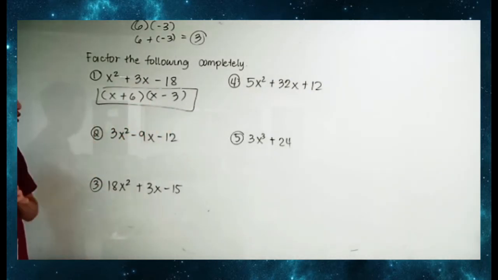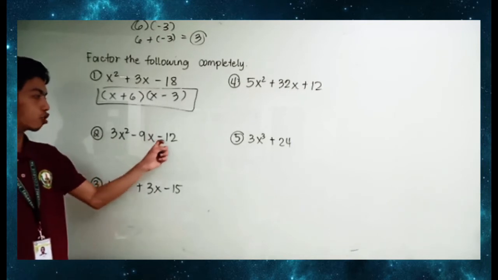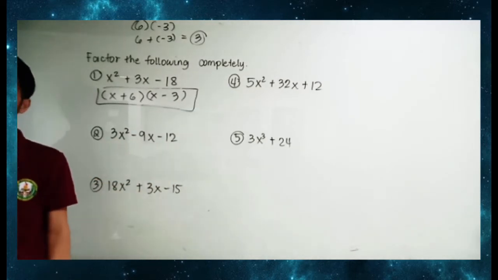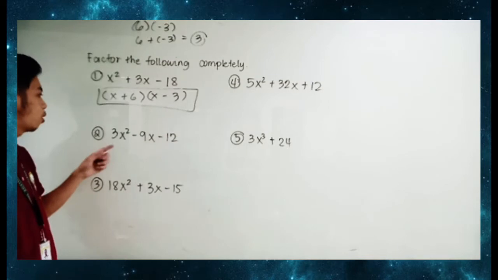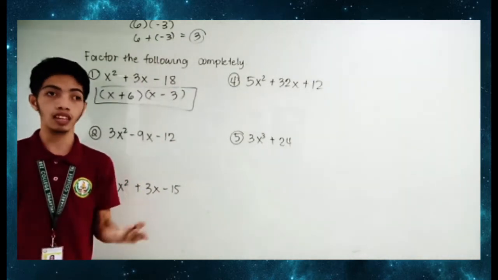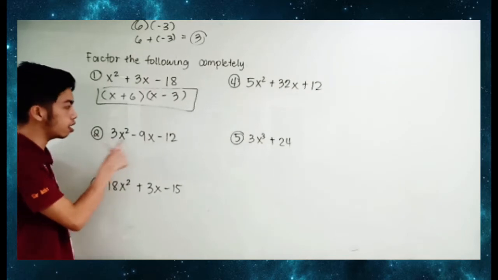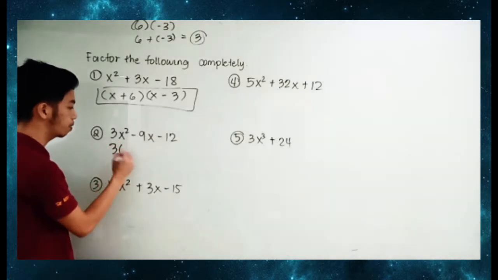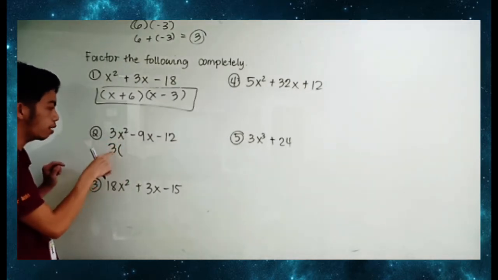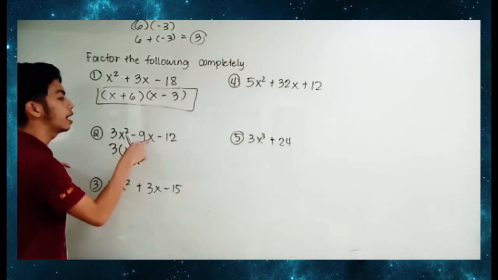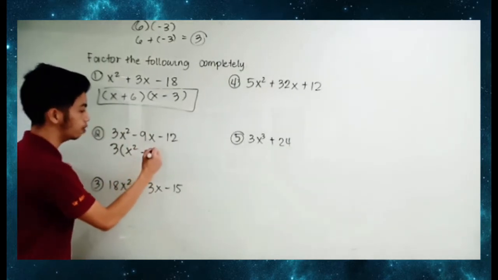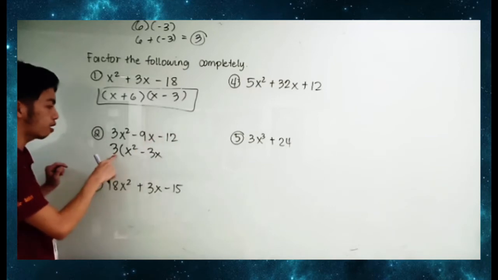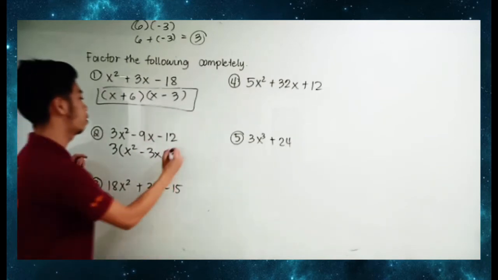Okay, now, number 2, we have 3x squared minus 9x minus 12. So in this case, the numerical coefficients have the common factor. So ano ba yung common factor ng 3, 9, at 12? So diba 3? So because 3 is divisible by 3, 9 is divisible by 3, and 12 is divisible by 3. So ilabas muna natin si 3. Pag nilabas si 3, i-divide siya. 3x squared divided by 3, that is x squared. Negative 9x divided by 3 is negative 3x. And negative 12 divided by positive 3 is negative 4.